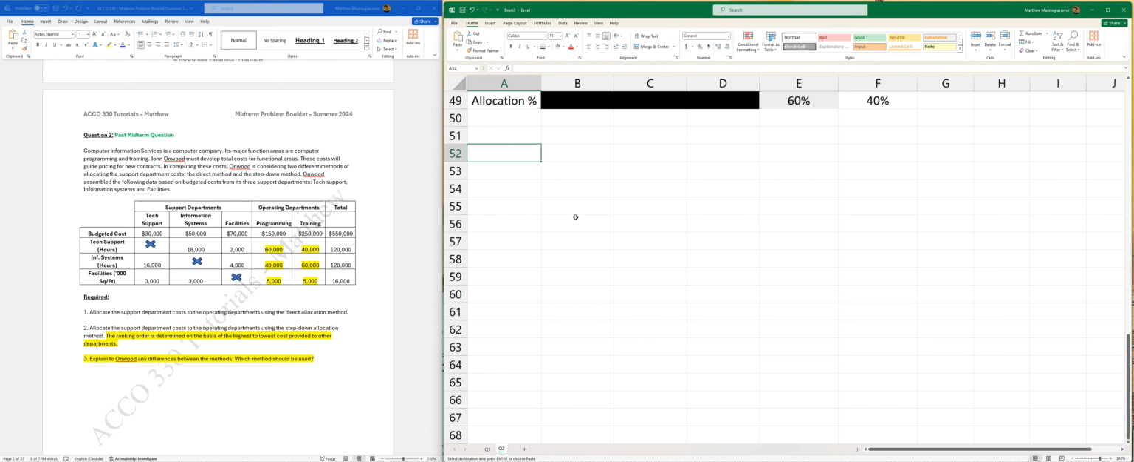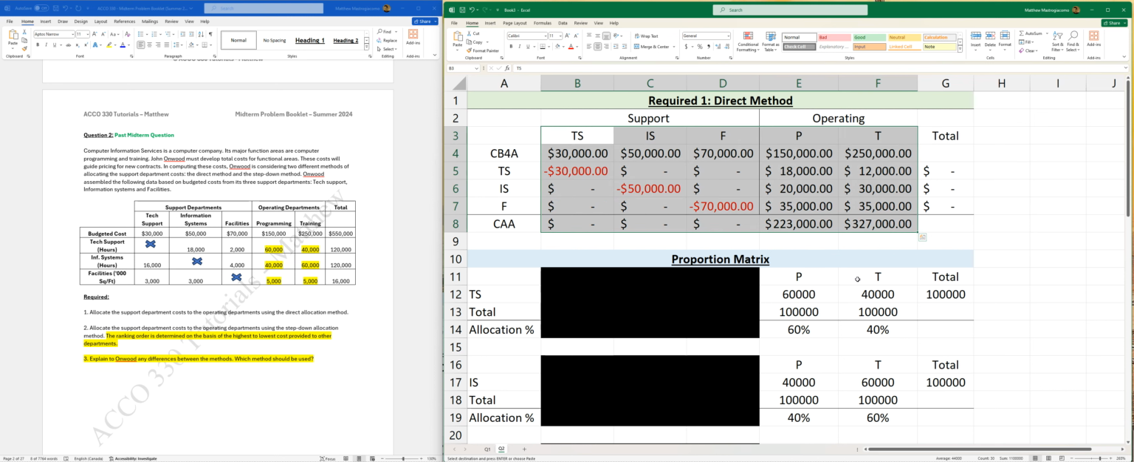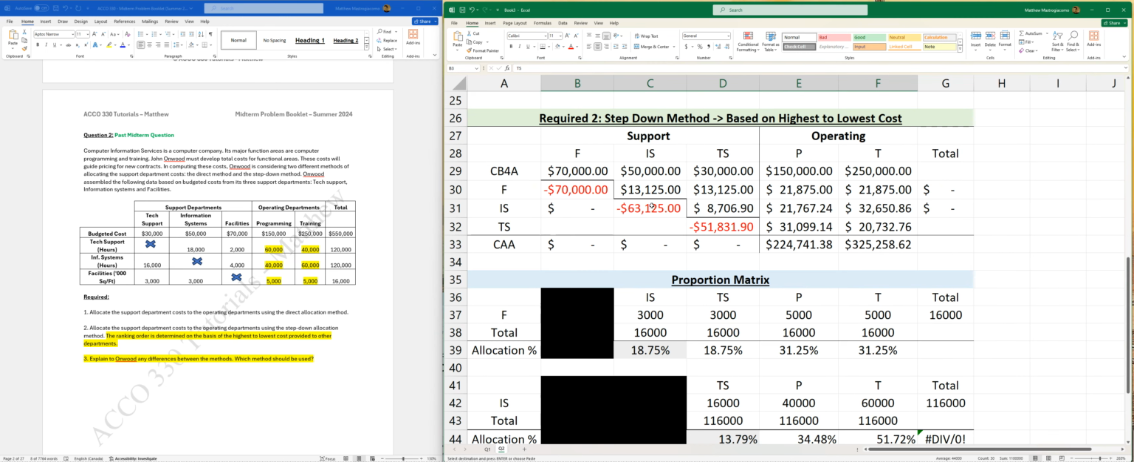Okay, so what's the difference between the methods? We can just explain on a high level even before I show you the answer. I swear I'm not reading it. Just the direct method, there's no allocation between support departments, right? Whereas the step-down method, there's some allocation between support departments, right?